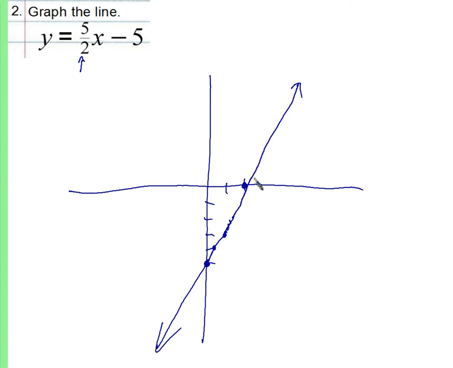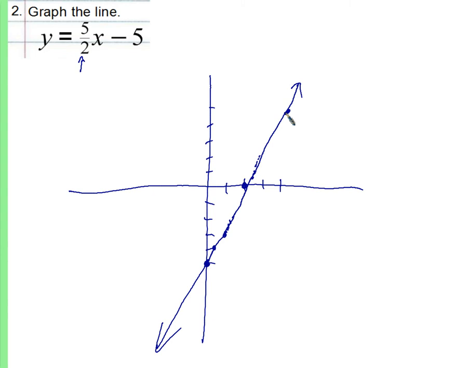I could find any of these points here as well, but the next easiest one would be 2 more, because that would put us at an x of 4. Then go up 5, and then we go up another 5, exactly. 1, 2, 3, 4, 5. I hope that looks like it's at 4, 5.